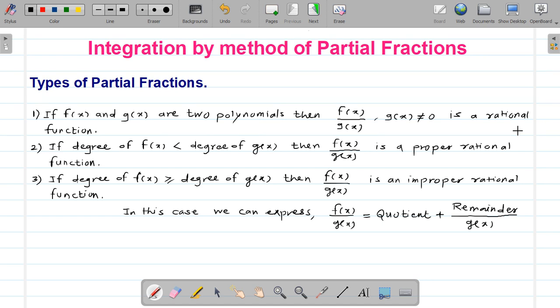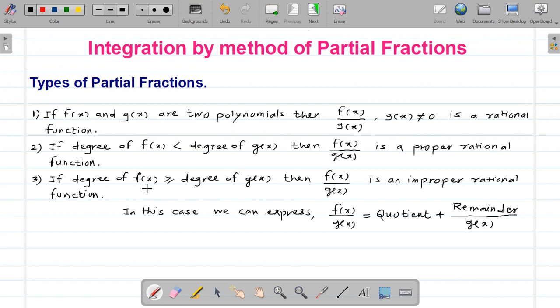Dear students, today we are going to discuss the integration by method of partial fractions. So let us see the types of partial fractions. First of all, if f of x and g of x are two polynomials, then f of x upon g of x, where g of x is not equal to 0, is a rational function.